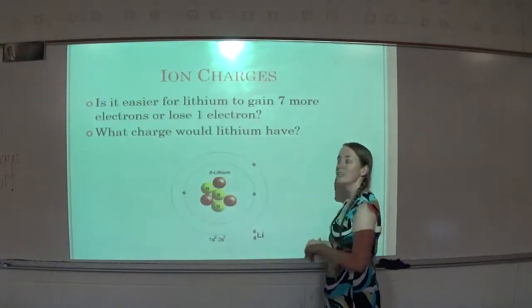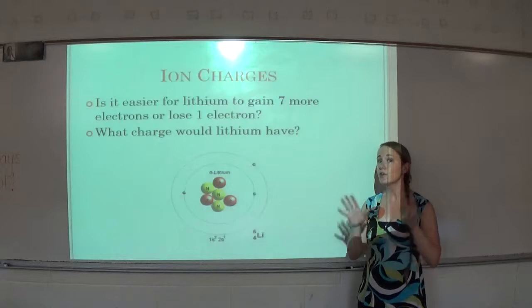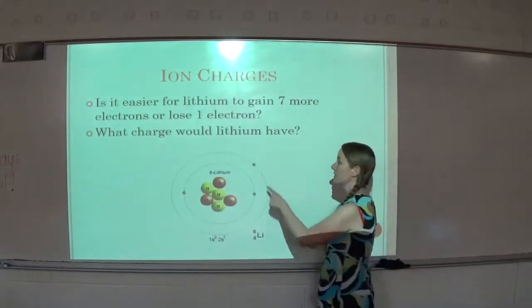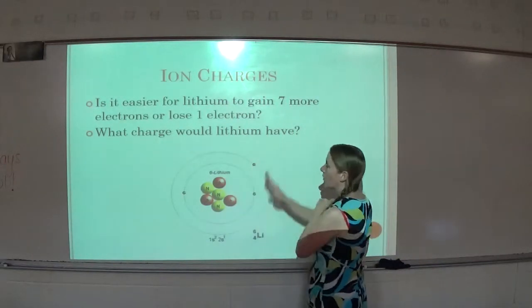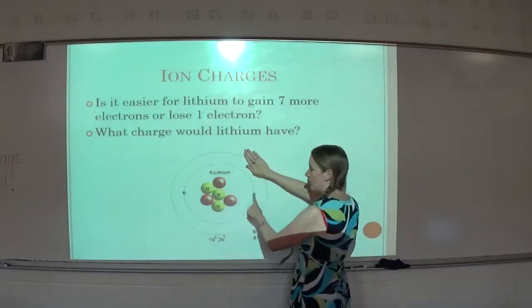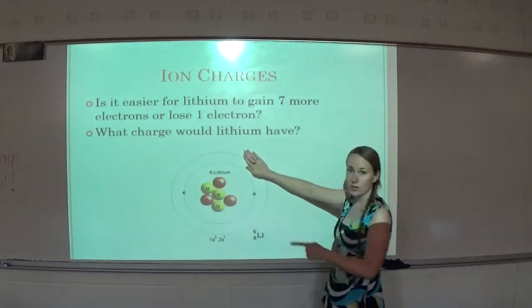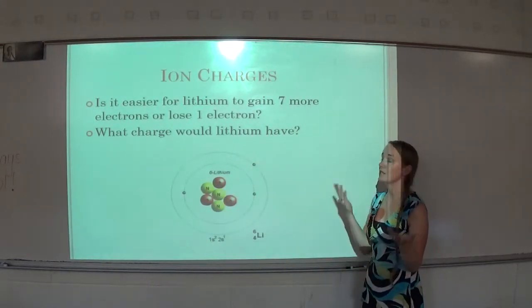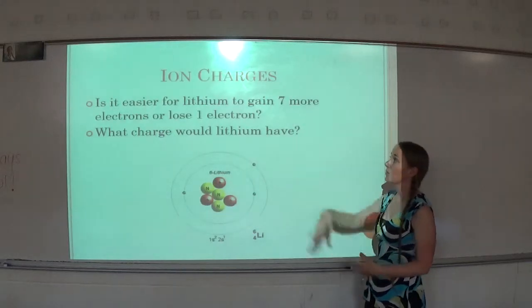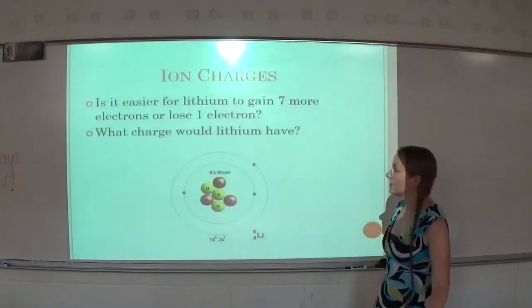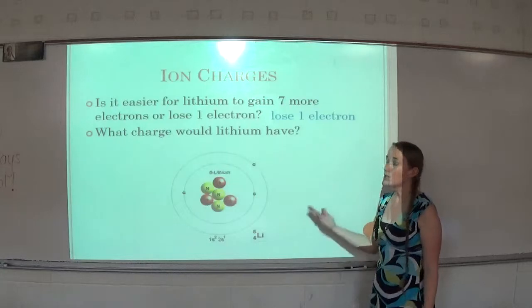But it only has 1 in the second energy level. The second energy level can hold 8. So it would either need to gain 7 more, or if it lost this one, then it would have this as its full energy level. So what's easier, to gain 7 or lose 1? Well, it would lose 1. That would be easier. So what charge would it have?